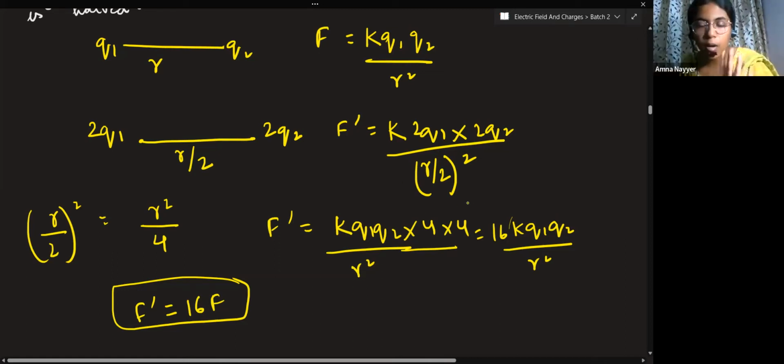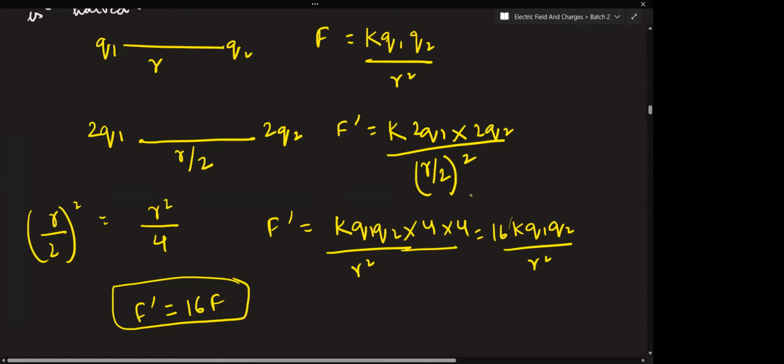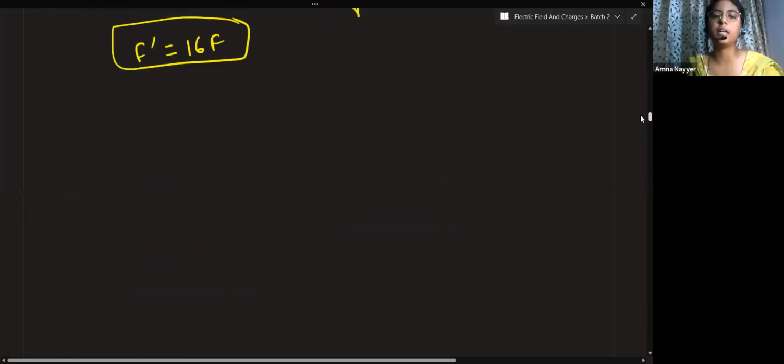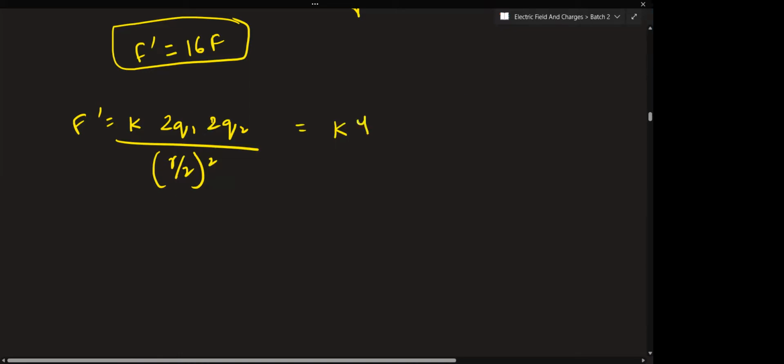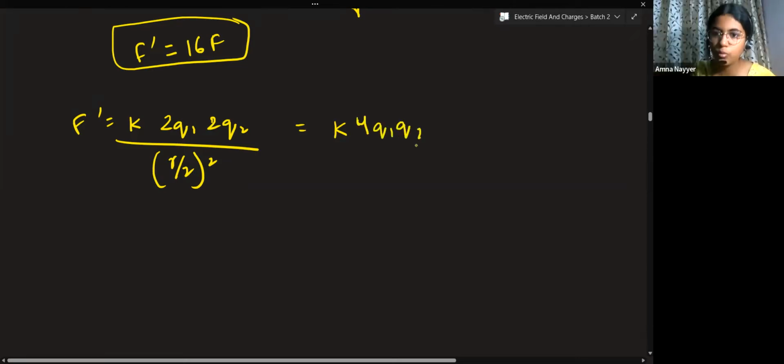Is it clear till here how I have written this? Yes, teacher. Okay. Now see the calculation part. F prime was K 2Q1 2Q2 divided by R by 2 whole square. So see, this will be K. 2 multiplied by 2. What is there in the numerator? Fatima, you tell me. 4. And what else is there in the numerator? 4Q1 Q2 divided by. Once you square R by 2 whole square, it will be R square divided by 4.